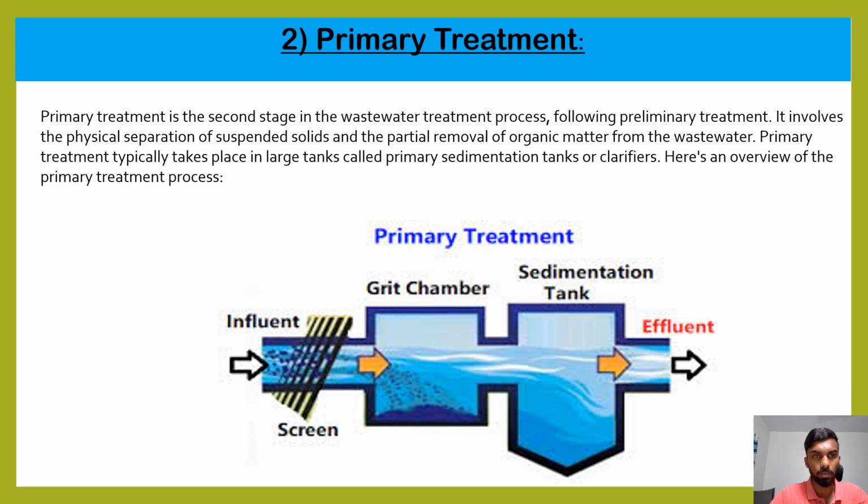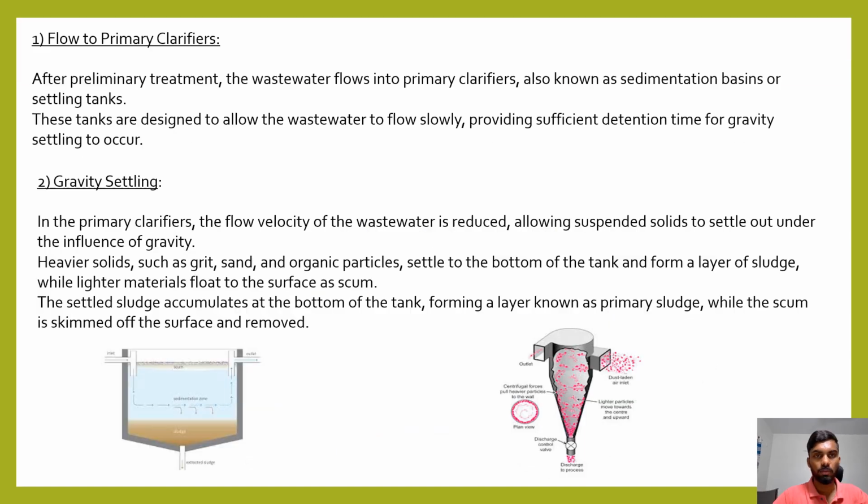First of all, what is primary treatment? Primary treatment is the second stage in the wastewater treatment process following preliminary treatment. It involves the physical separation of suspended solids and the partial removal of organic matter from the wastewater. Primary treatment typically takes place in large tanks called primary sedimentation tanks or clarifiers. Here's an overview of the primary treatment process. The steps involved in the primary treatment process are flow to primary clarifiers.